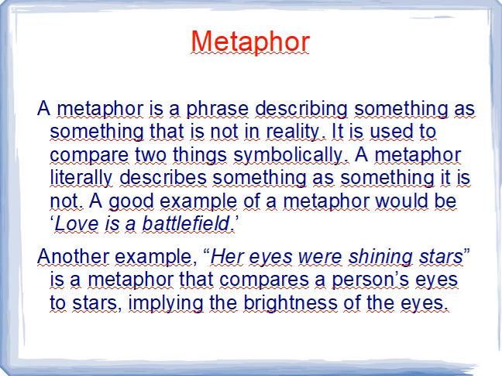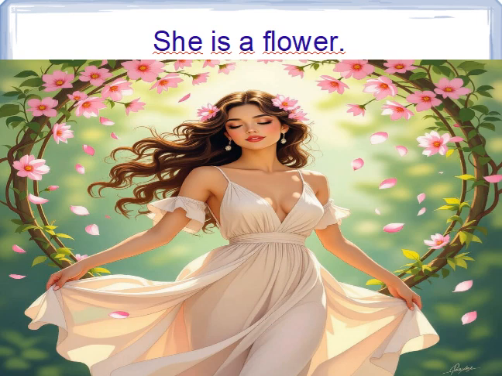So a metaphor is a phrase describing something as something that's not in reality. It's a symbolic comparison. Love is a battlefield. Her eyes were shining stars. Of course, they're not really shining stars, but we're comparing her eyes to stars, emphasizing that her eyes are bright and attractive. She is a flower. Of course, she's just a person, but we're comparing her to a flower, and we're implying that she's really beautiful.